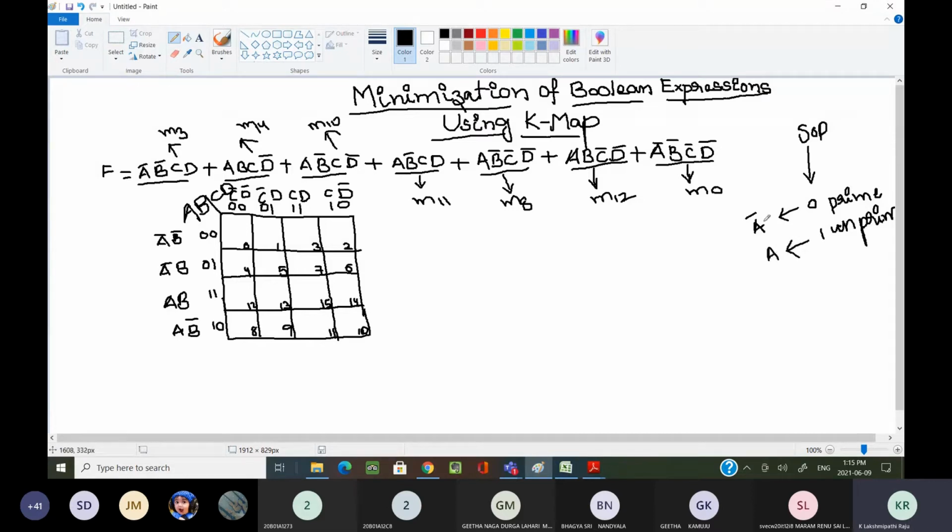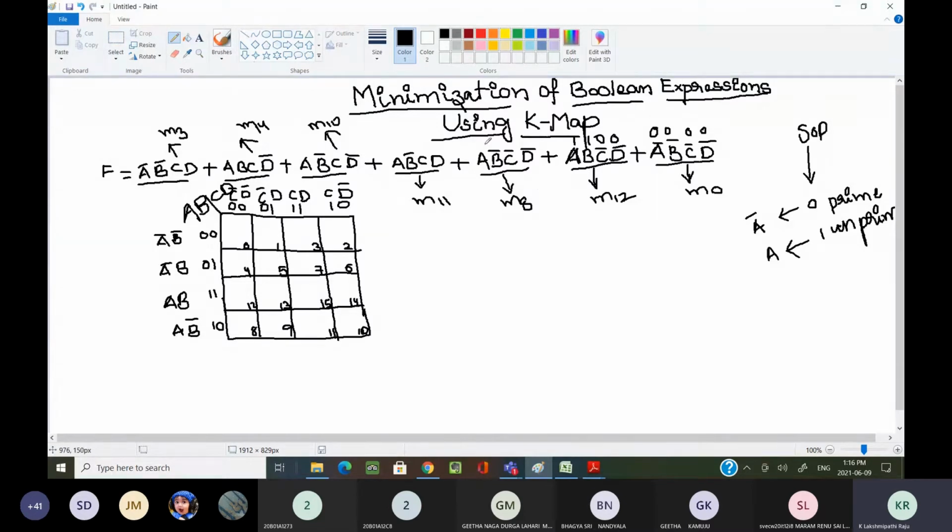Now if all the variables are in complement form, I can write this as 0000, four zeros, which is min term 0. Now how have I written this M12? A and B are in normal form, unprime, so I can write 1100, which is min term 12.